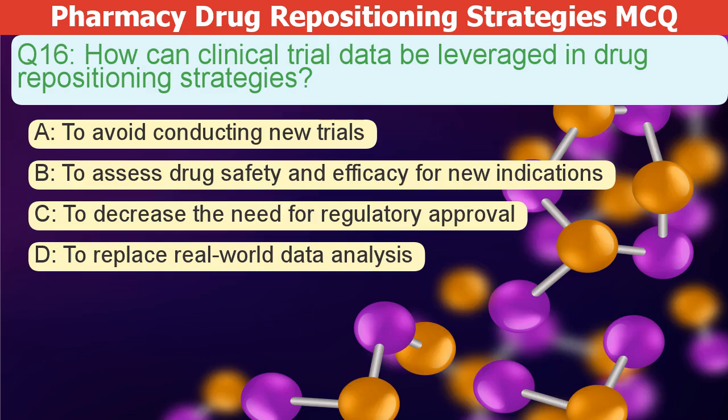How can clinical trial data be leveraged in drug repositioning strategies? A. To avoid conducting new trials. B. To assess drug safety and efficacy for new indications. C. To decrease the need for regulatory approval. D. To replace real-world data analysis.